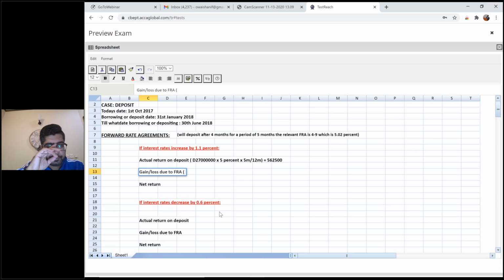So what is the difference in interest rates? For this case, the rates increased by 1.1 and became 5.3, but you locked the rate with the bank at 5.02. So this is the difference in rates, into amount, into time period over 12. This makes it 31,500.